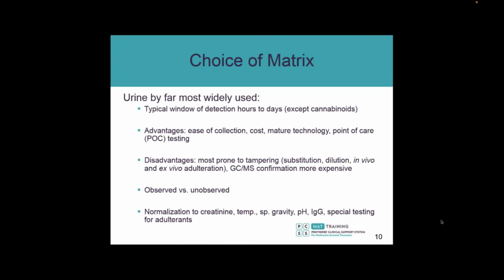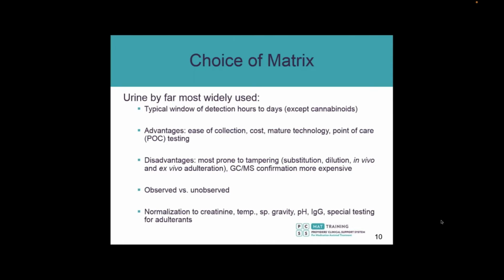The disadvantages are that there are many ways to tamper with the sample before it reaches you. There's substitution, dilution. They may take a substance and adulterate the sample, called in vivo adulteration, or they may add something after the fact. And if you need to do a confirmation, which we'll discuss, with gas chromatography and then mass spec, that becomes more expensive.